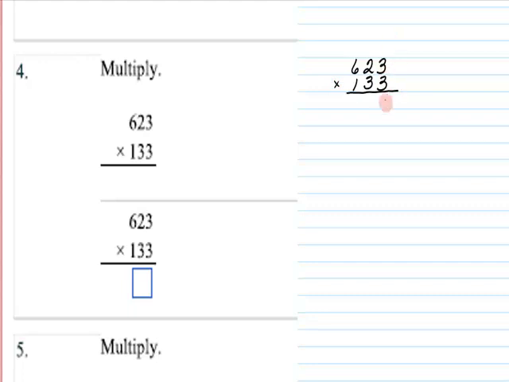All right, 3 times 3 is 9. 3 times 2 is 6. 3 times 6 is 18. I'm going to put in a 0. I didn't dot it this time. 3 times 3 is 9. 3 times 2 is 6. 3 times 6 is still 18. This time, because I'm multiplying by something in the hundreds place, I put 2 zeros or 2 placeholders.